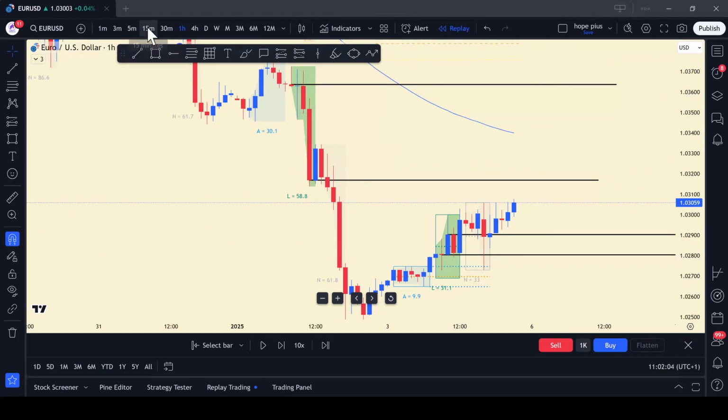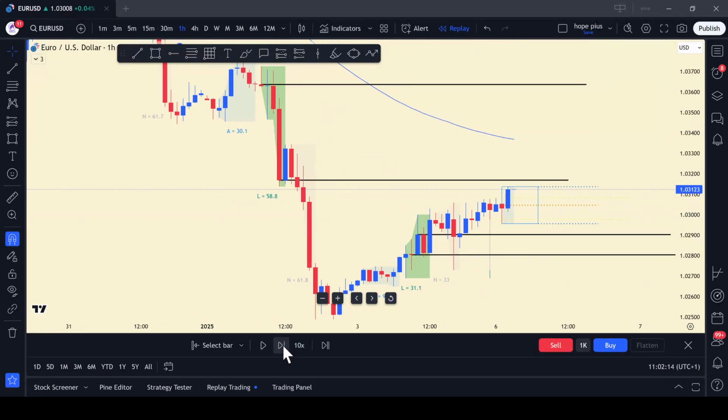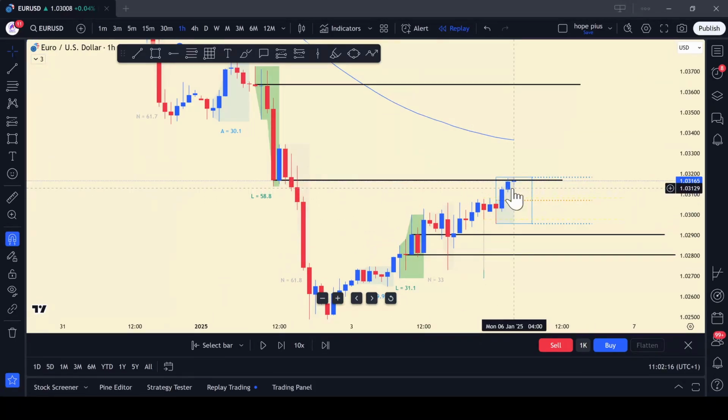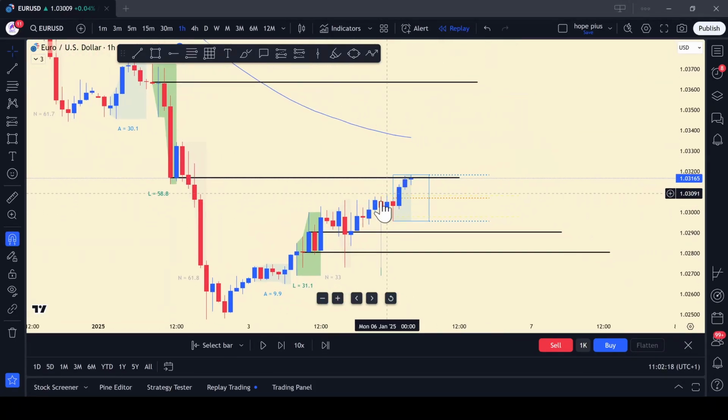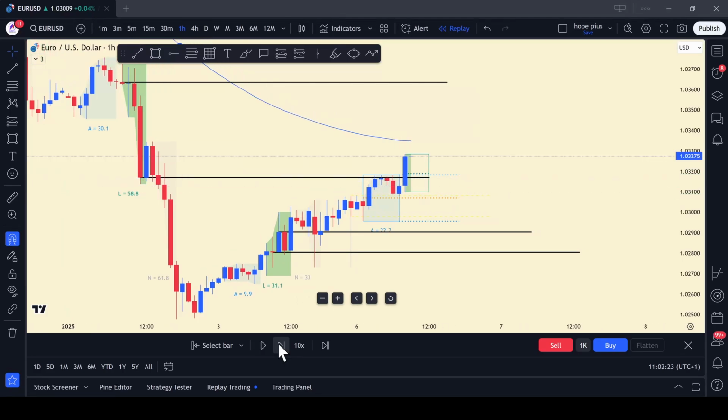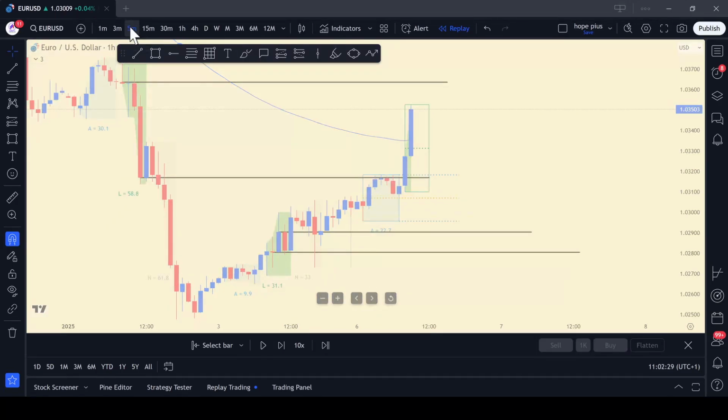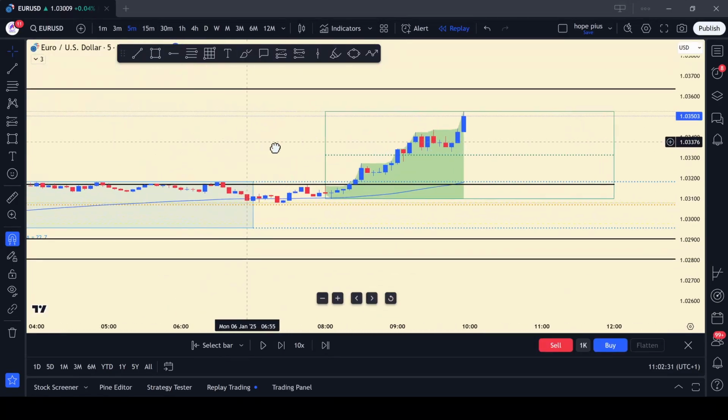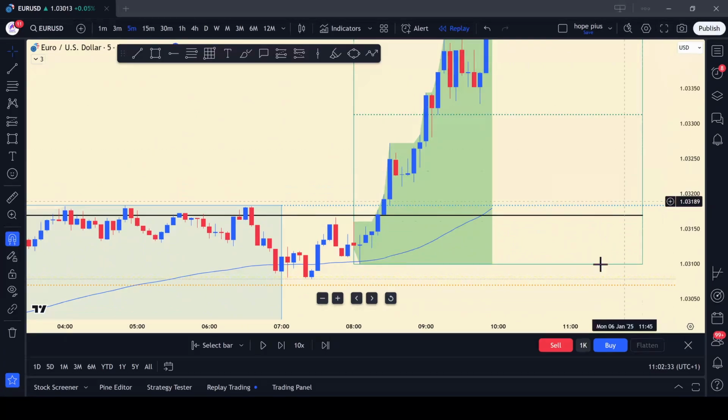Then we go to 5. Before I go to 5 minutes, let's simply play this out and see where price headed to. Now you can see this is the London Asian session. Asian session came in here. You keep holding until the London session opens. Now the London session has opened. So go to 5 minutes and see how you would have entered this market.